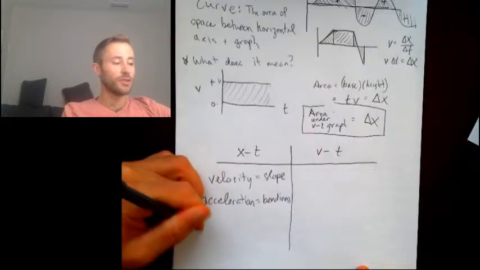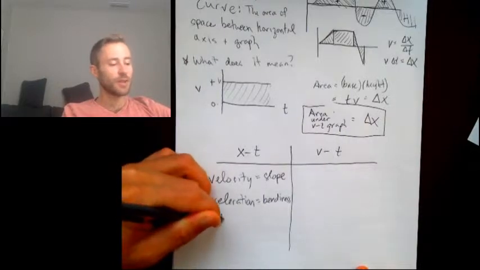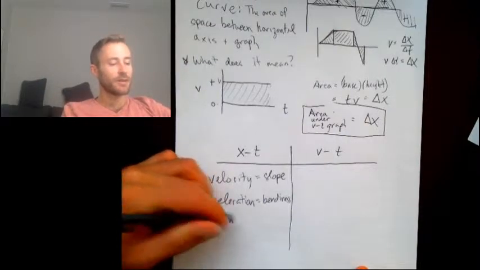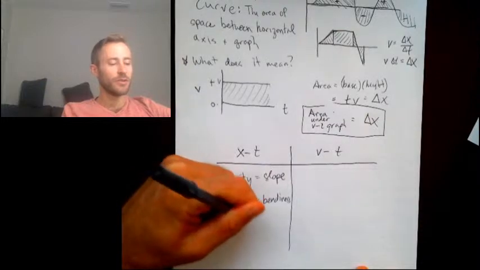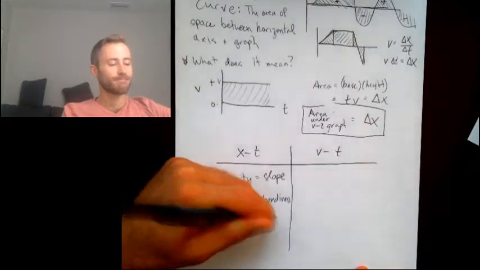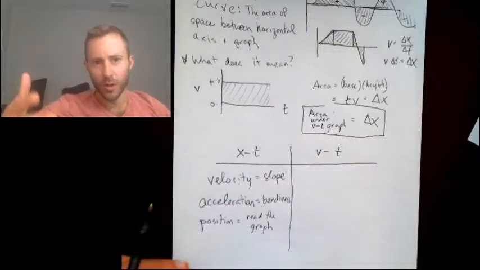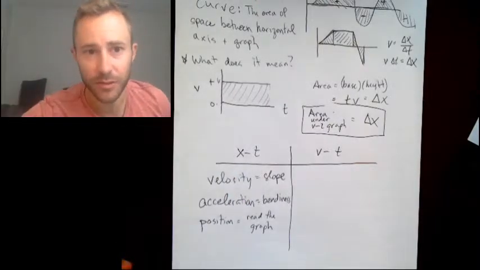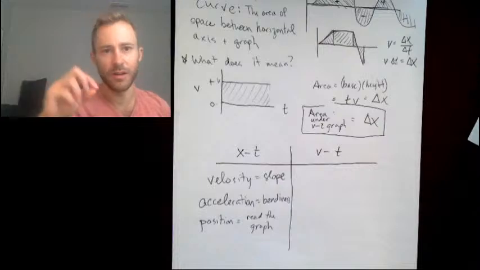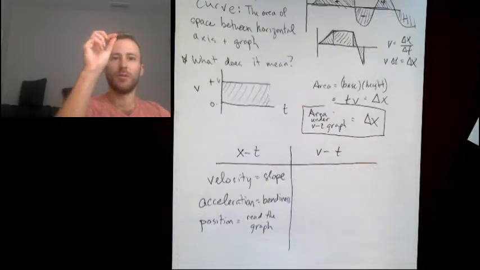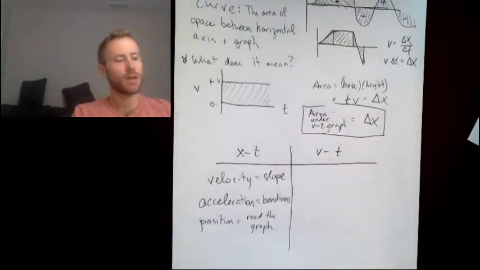And if you want to know the position in a position time graph, you simply read the graph. Okay? If I want to know what the position is at 3 seconds, I would simply go to 3 seconds and read what the position was, okay?